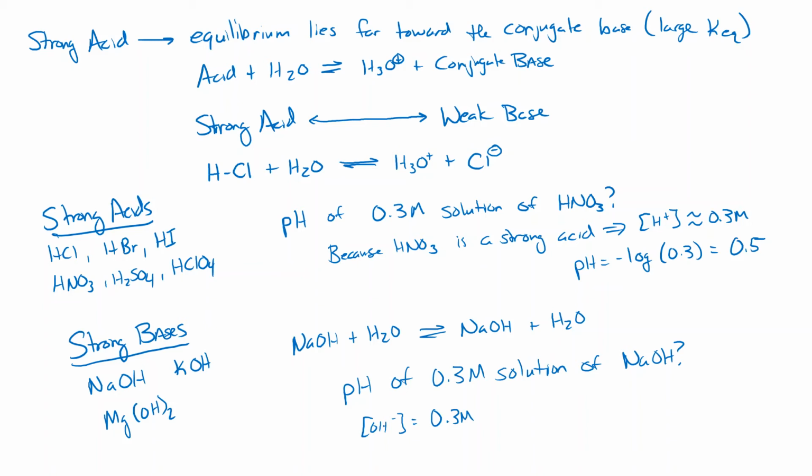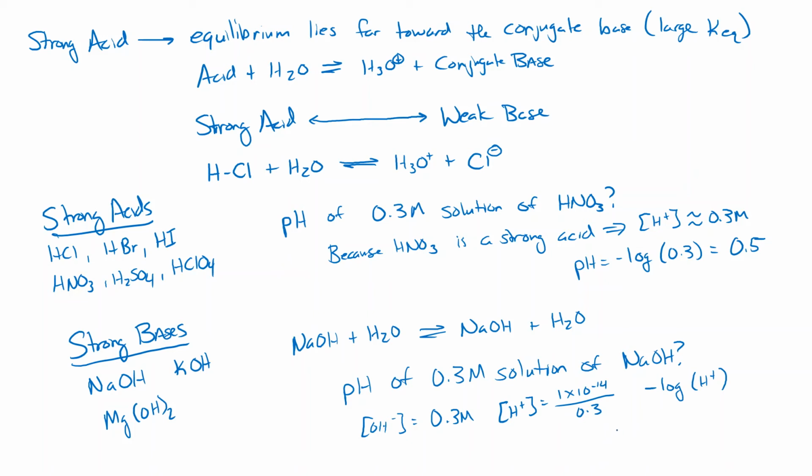Because we know that concentration of H plus times concentration of OH minus equals 1 times 10 to the negative 14th. So we could say that the concentration of H plus equals 1 times 10 to the negative 14th divided by 0.3 molar, right? And that's using Kw to figure that out. And then we would have to take the negative log of this value. Now, we can do that because we can use the properties of logs to kind of make this work out better.